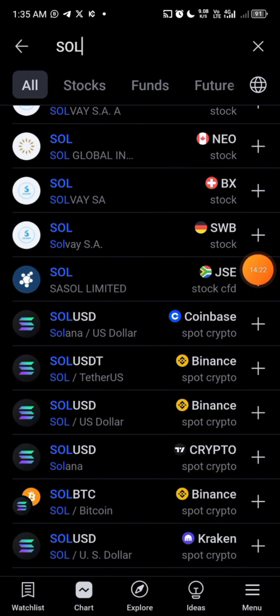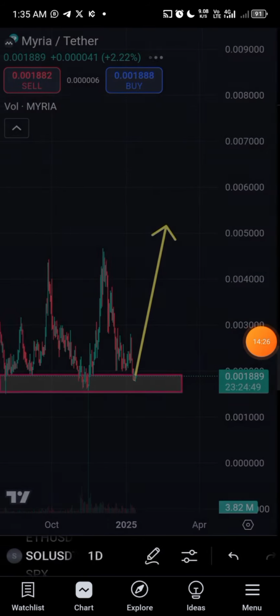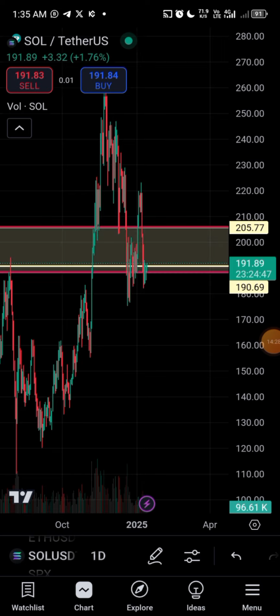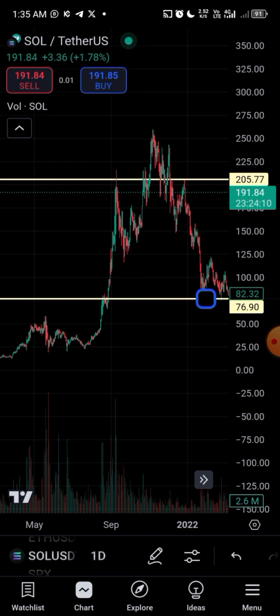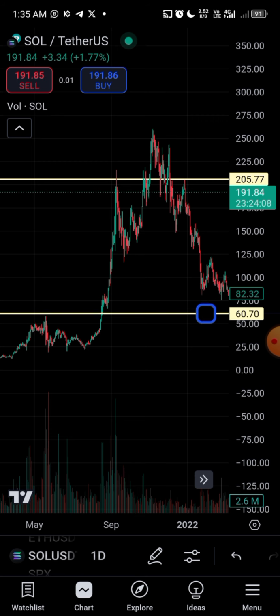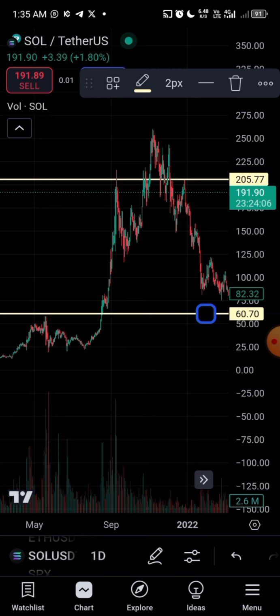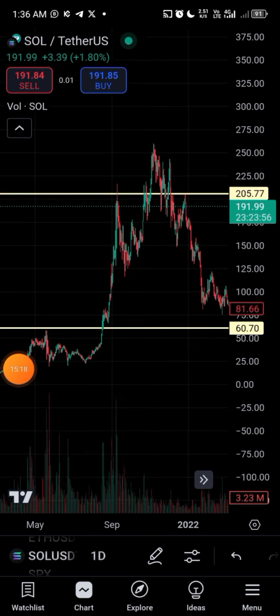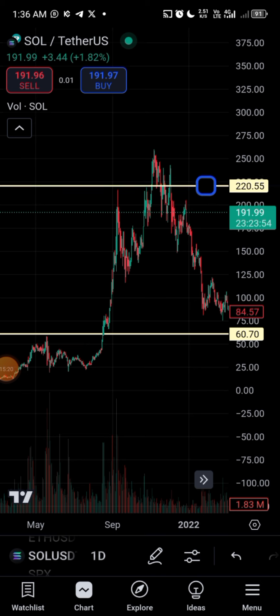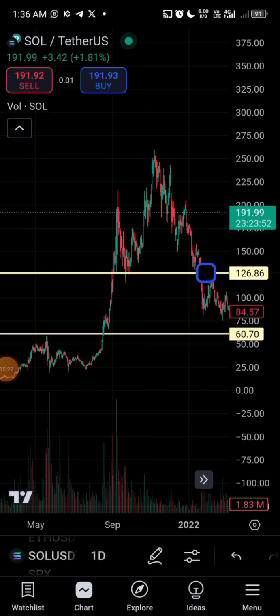Okay, so this is Solana USDT on Binance. Let me just open this. Now, first of all, you remember we bought at 60. So this is 60 here. That's the place we bought. Now we set our trading stop to activate at 134.